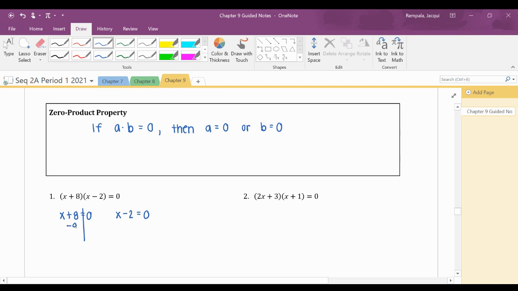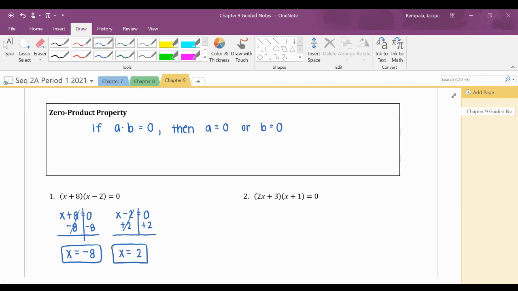To get a positive 8 to the other side, we subtract. That means that 0 minus 8 is negative 8. So x equals negative 8 would be one of my answers. In the other equation, if x minus 2 equals 0, I'm going to add the 2 over to the other side. That gives you the x by itself. 0 plus 2 is 2. So because we had two different parentheses with two different x's, that means we have two answers.